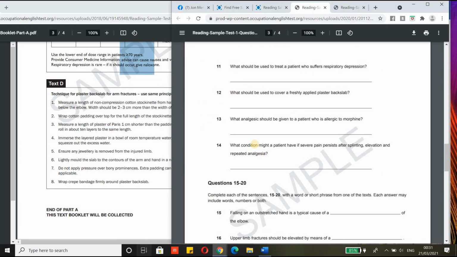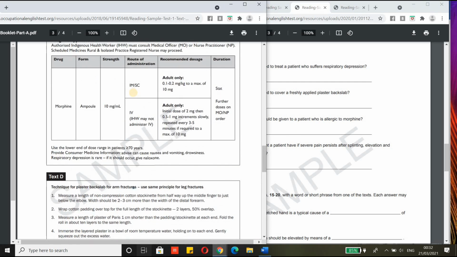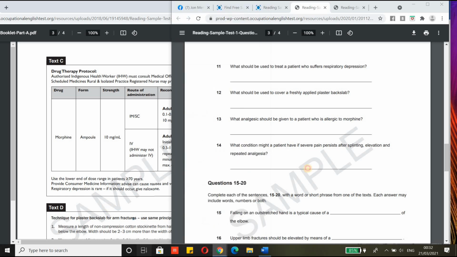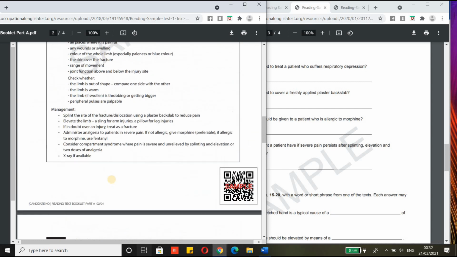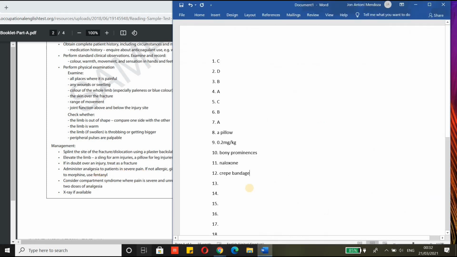What analgesic should be given to a patient who's allergic to morphine? Let's go to the medication part again. I can see it here, so let's have a look here. There. If not allergic, give morphine. If allergic to morphine, use fentanyl. So fentanyl.